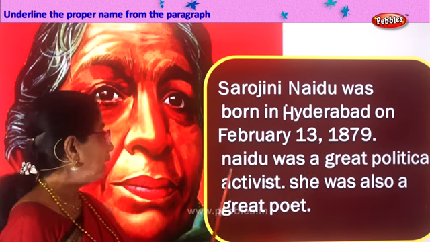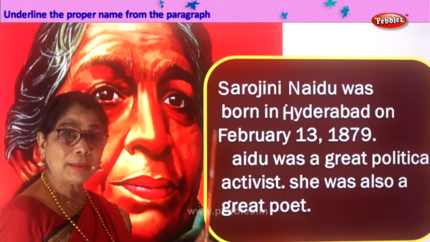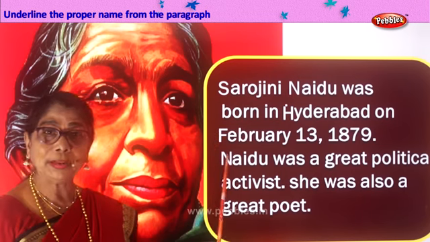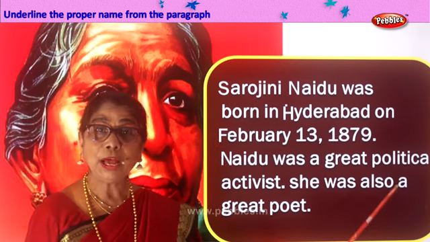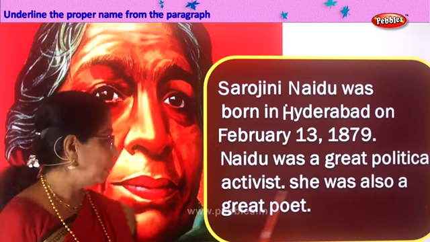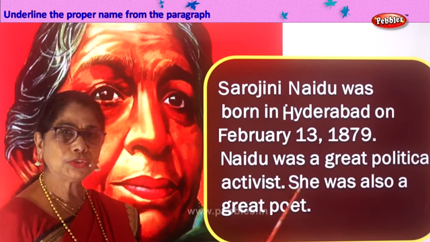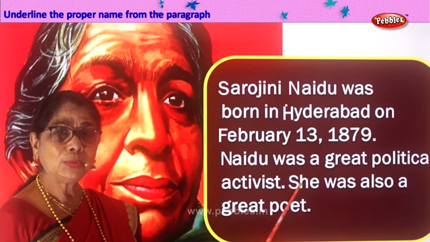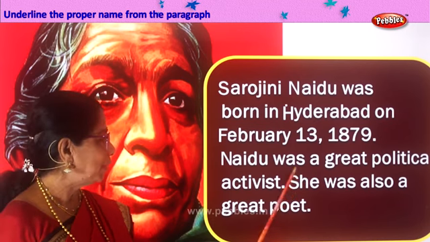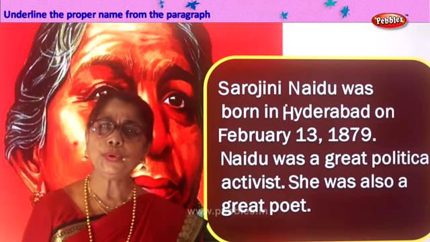February 13, 1879. Naidu, again her name is coming up. N should be capital. Naidu was a great political activist. She was also a great poet. Now, any word that comes after the full stop should begin with a capital letter. So we write S capital. Now what are we going to do?